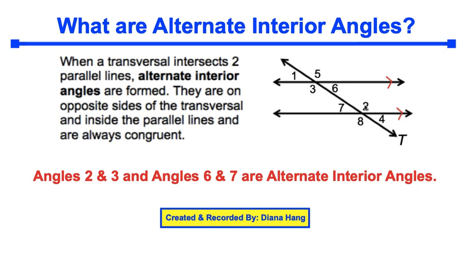Angles 2 and 3, those are alternate interior angles. Notice how angles 2 and 3 are on opposite sides of transversal T. And also angles 6 and 7 are also on opposite sides of the transversal. And therefore, angles 3, 6, 7, and 2, they are interior angles. Let's take a look at an example.